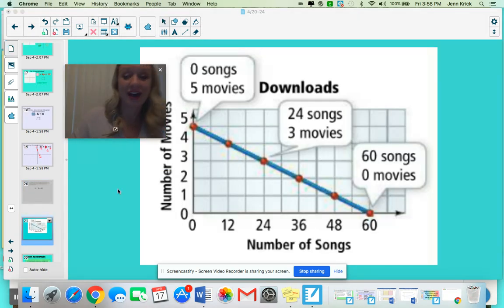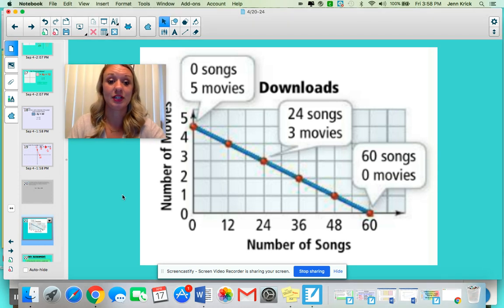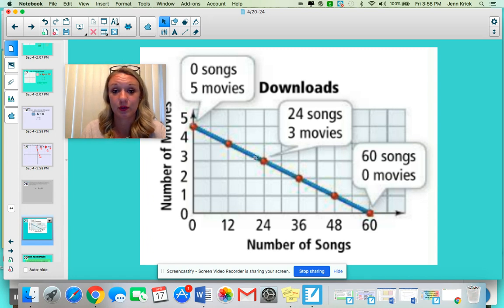Now, I'm not going to ask you to actually graph that yourself because you'd have to have all the way up to 60 on your x-axis, and that would take you forever. But if I did, it would look something like this, and then any point that falls perfectly on the line would be different combinations that would work. So, for example, you could buy 0 songs and 5 movies for $60. 24 songs and 3 movies, that would all add up to $60. So any point on that line that you graphed would make it possible. That's a situation that would work to satisfy that $60 total.